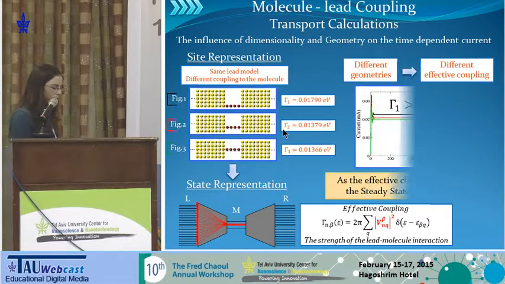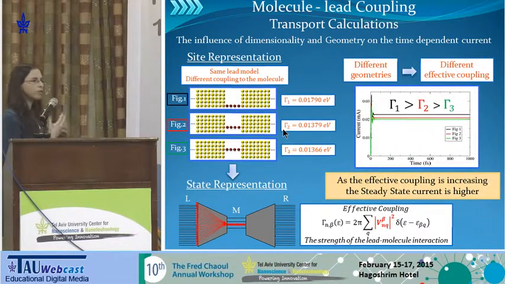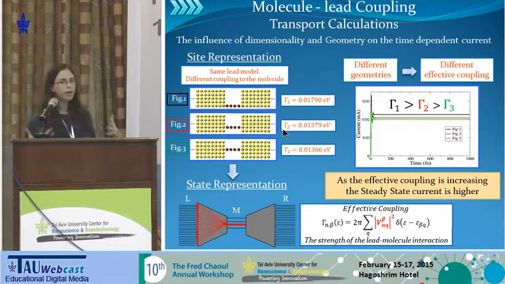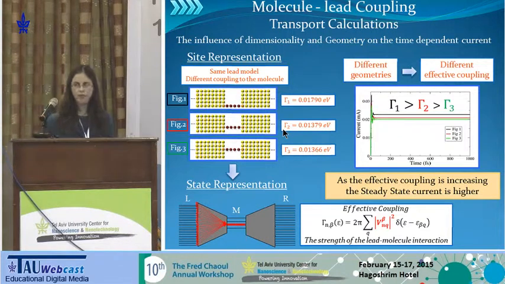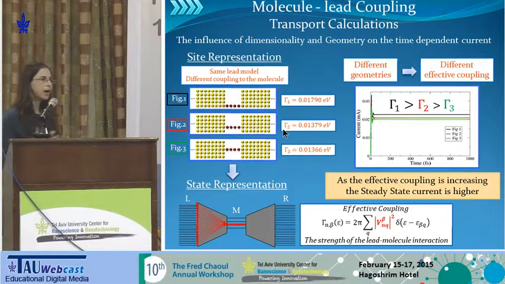So finally, we plotted the current as a function of time for those 3 models, and we can see that, as expected, as the effective coupling is increasing, the steady state current is higher.